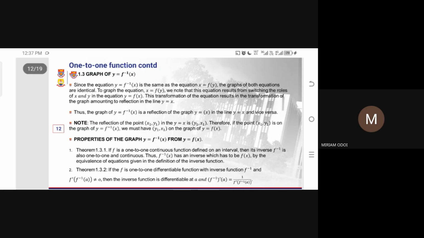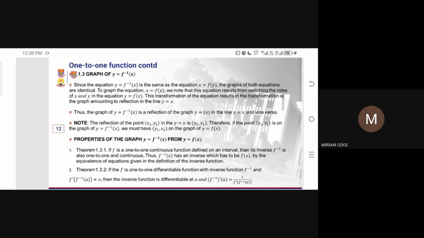Now we want to look at the graph of y is equal to f inverse of x. This side is just reading and the properties. Since the equation y is equal to f inverse of x is the same as x is equal to f of y, do we agree? Because one is the inverse of the other. We've stated two functions here, and one is the inverse of the other. If you plot the function and its inverse, you are just going to get the same graphs. It won't change. The graphs of both equations are identical.